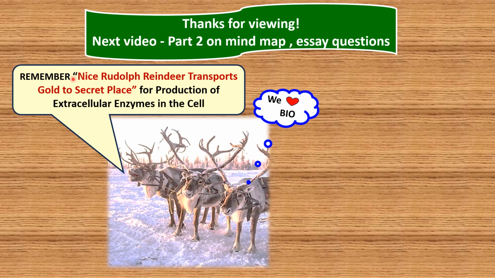So also remember the memory tip. Nice Rudolph reindeer transports gold to secret place. N is for nucleus, R is for ribosome, R is for rough endoplasmic reticulum, T is for transport vesicle, G is for Golgi apparatus, S is for secretory vesicle, P is for plasma membrane. This is the memory tip for production of extracellular enzymes in the cell.